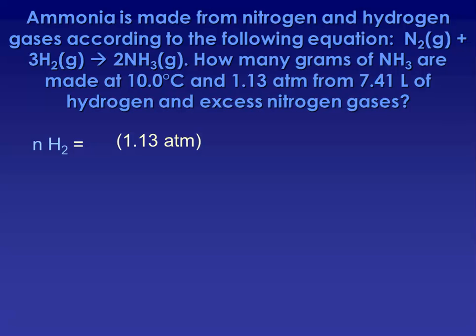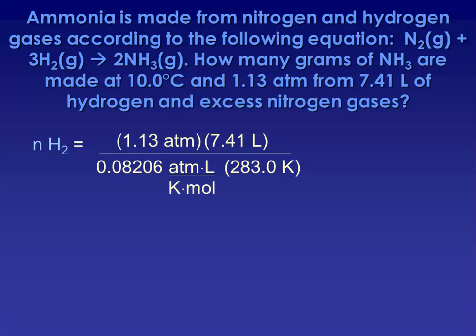We have the pressure of our gas, we have the volume of our gas, and we have our temperature. Once we account for all the units canceling and we solve through with our math, with 3 sig figs, we get that there were 0.361 moles of hydrogen that were consumed in this reaction.